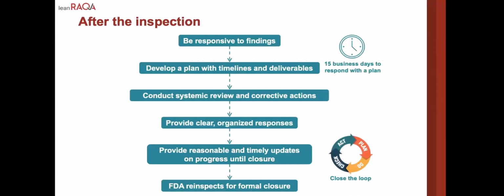Best practice after an inspection, be responsive to the findings. You have 15 days to develop a plan with timelines and deliverables. You need to conduct a systemic review that includes corrective actions of more than just what the FDA looked at. It really needs to look at the system or systems as a whole and the way they interact, because an inspection or an audit is just a snapshot in time.